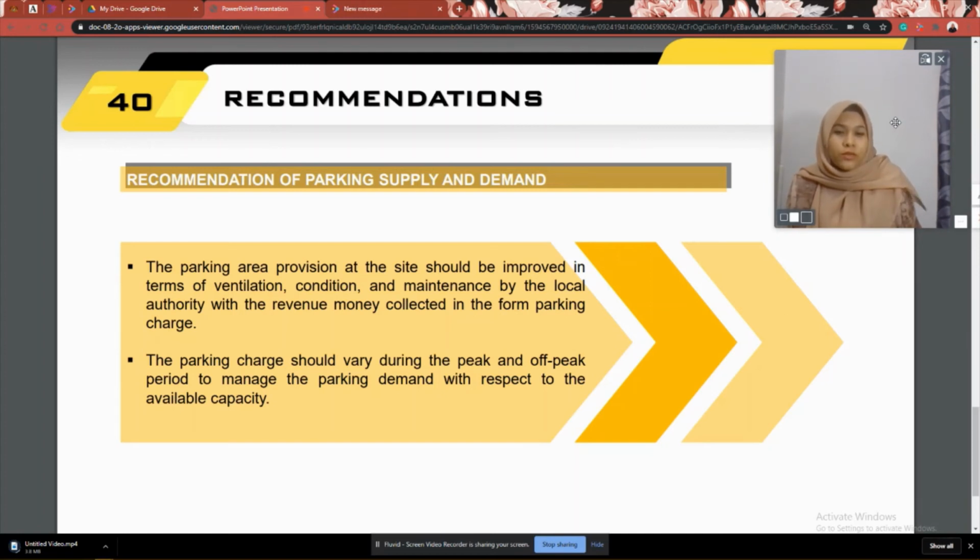authority with the revenue money collected in the form of parking charge. Second, the parking charge would vary during the peak and off-peak period to manage the parking demand with respect to the available capacity.